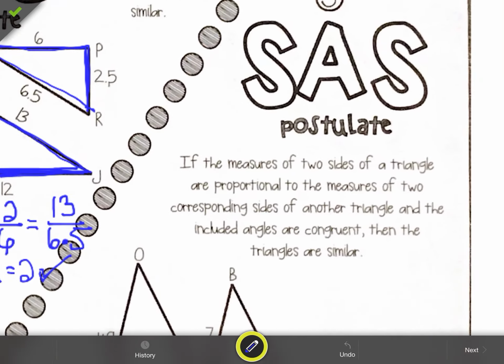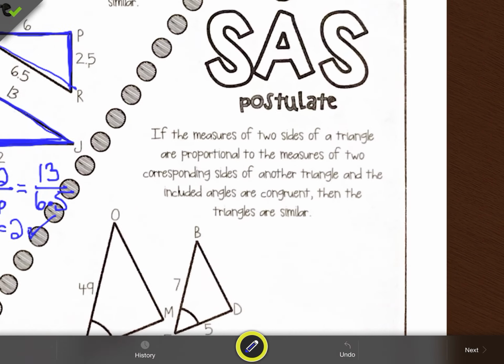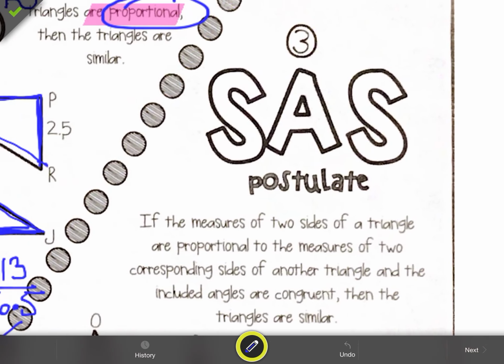All right, last one. There's only 3. With proving triangles congruent, we had 5. With this one, we only have 3. Side, angle, side. It looks very similar to your other side, angle, side, except you have to check the proportional. If 2 measures of 2 sides are proportional, so 2 sides proportional to the measures of 2 corresponding sides, and then there's an and, the included angles, remember that just means the angles in between the 2 sides, they just have to be congruent.